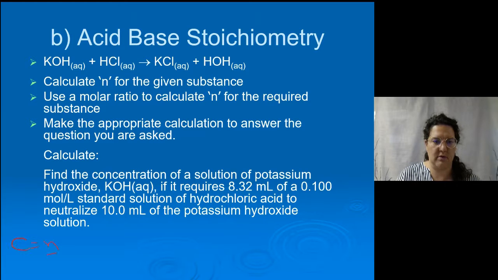So C equals n over V. To calculate the moles, moles is equal to concentration times volume. We're going to do this for the hydrochloric acid because we know both its concentration and its volume. So it's 0.100 moles per liter. We're going to multiply this by 0.00832 liters. That gives us a total of 8.32 times 10 to the negative 4 moles. Now, this is the moles of the hydrochloric acid.